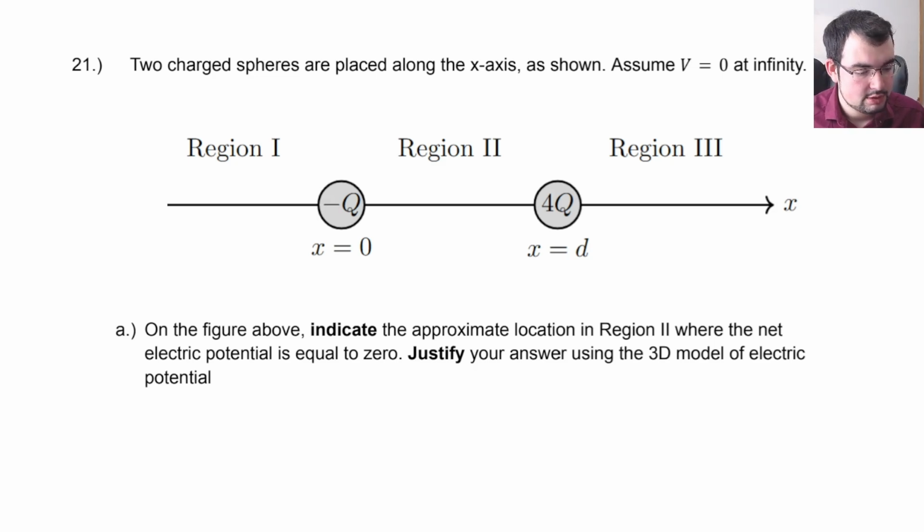Two charged spheres are placed along the x-axis. Assume V equals 0 at infinity. On the figure above, indicate the approximate location in region 2 where the net potential is 0. Justify using the 3D model.